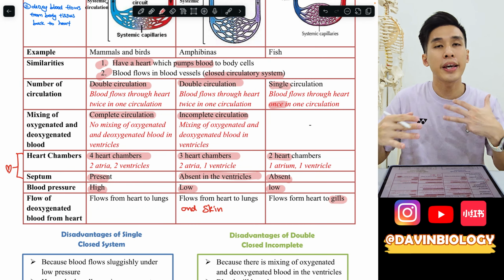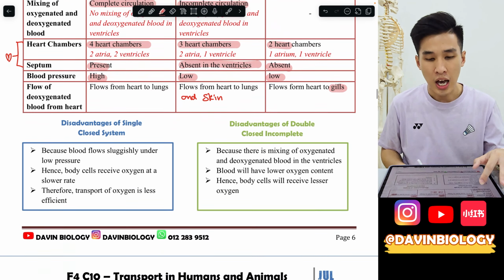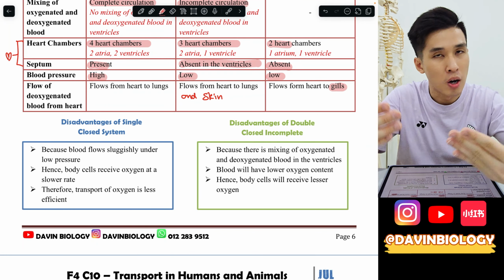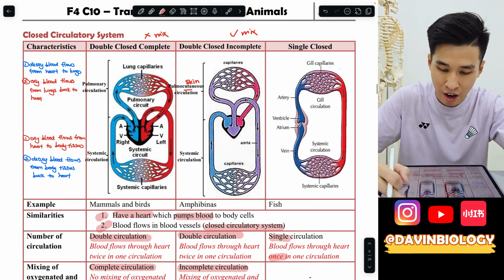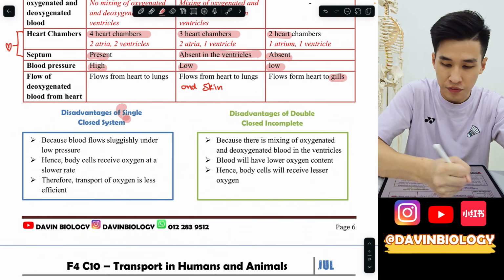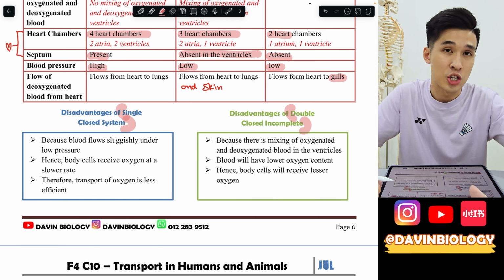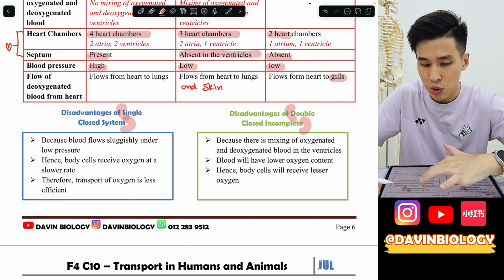Okay, now the slightly more tricky question they like to ask here is, out of these three systems, who is the most efficient one? Obviously, it's human. Okay, here I already wrote single close, which is the fish one, and double close, incomplete, the amphibian frog one. They have disadvantages compared to human. Okay, let's talk about the frog one first.